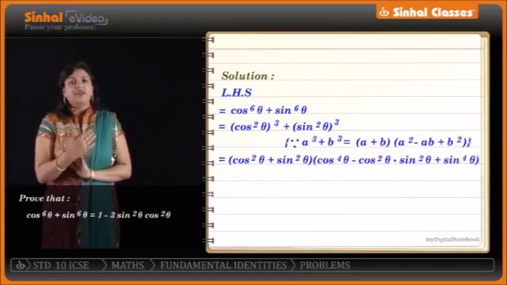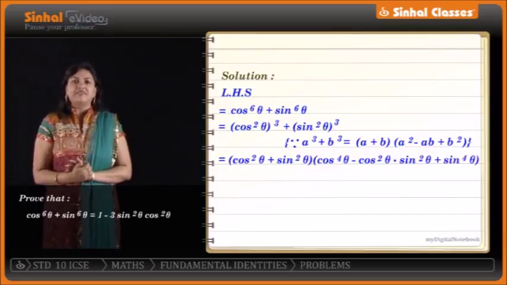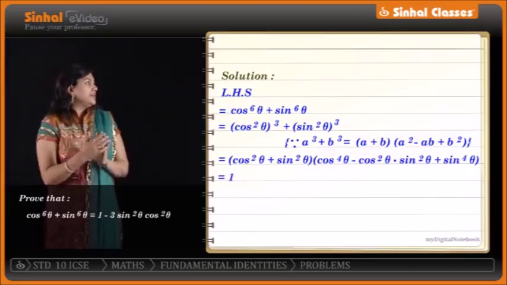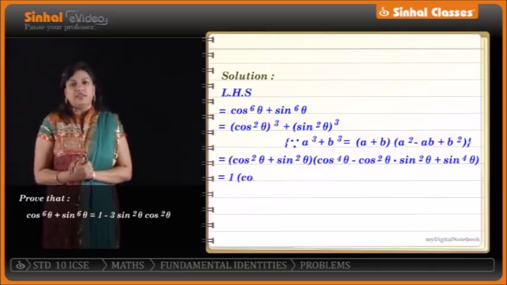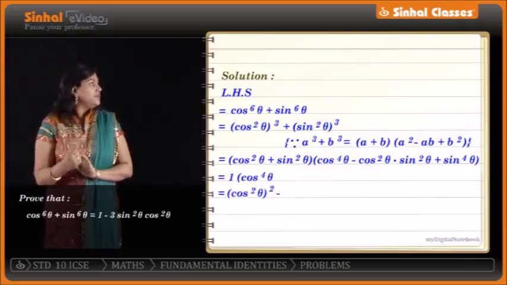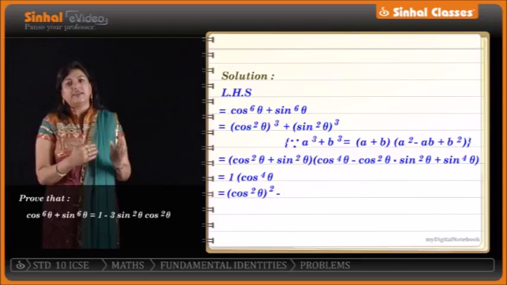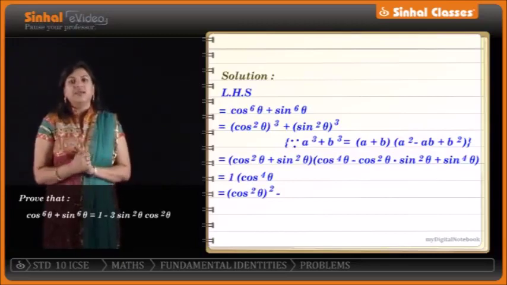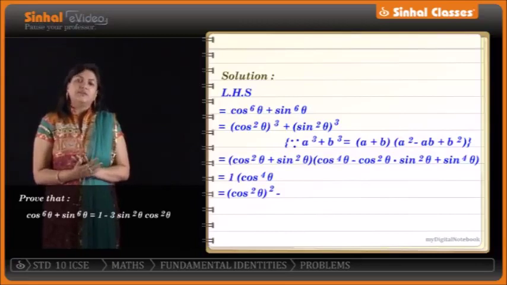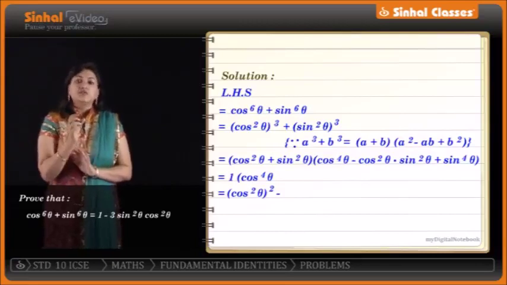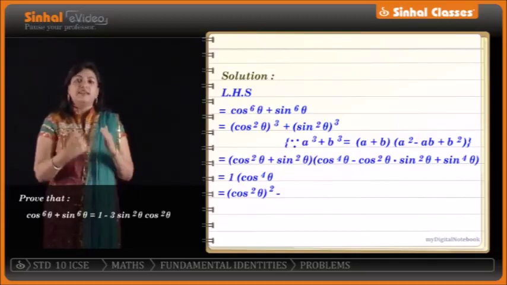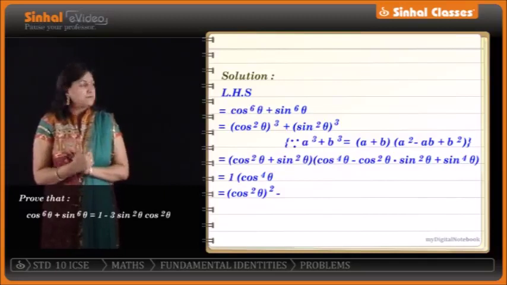Now the first bracket, cos square theta plus sin square theta gives us 1, which is the identity. Now from the second bracket, we write cos^4 theta as cos square theta the whole square. Now why are we doing this? We want to try and get everything in terms of one trigonometric ratio. That is, we want to write everything in terms of sin theta. So we will write cos^4 theta as cos square squared and then later on convert this to sin.